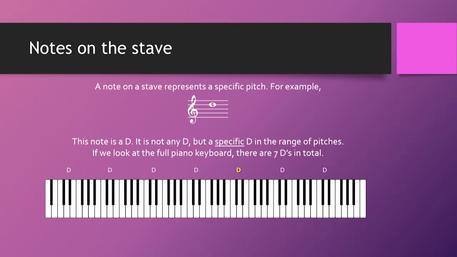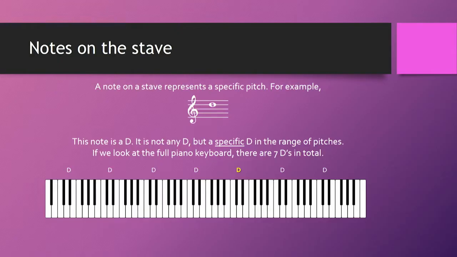Let's start off with some important notes. Any note on the stave represents a very specific pitch. So if we look at the slide at the moment, you'll see that in the treble clef, I have written a D that is on the fourth line. Every good boy deserves. Okay, so there's the D. But it's not just any D, it's a specific D in the range of pitches that we work with.